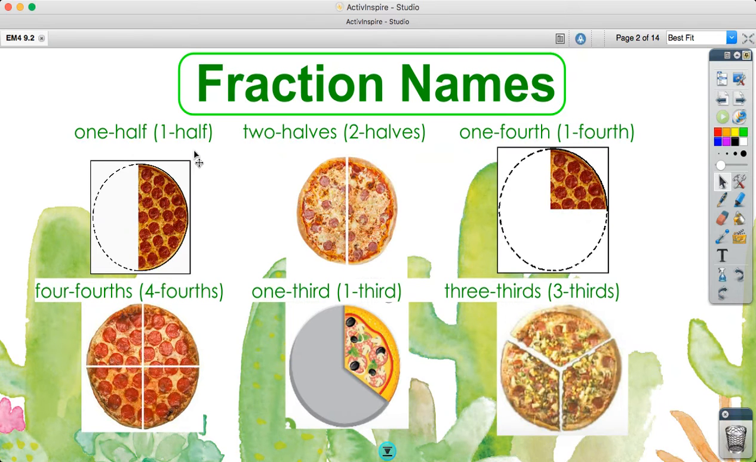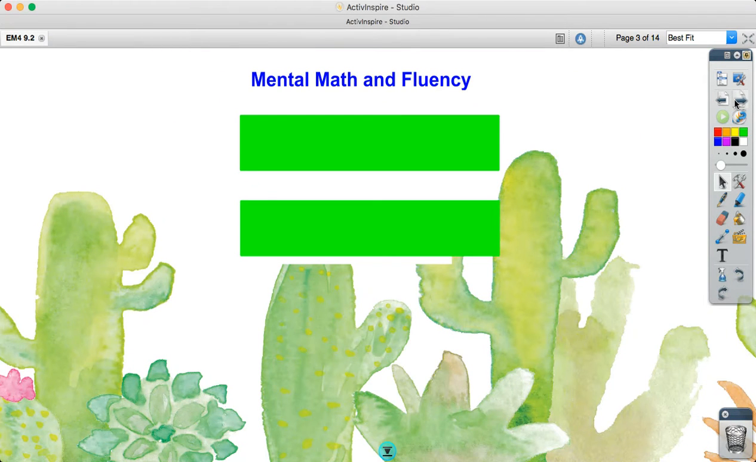Fraction names: 1/2, 2/2, 1/4, 4/4, 1/3, and 3/3. These fraction names are important to remember. Please take out a blank sheet of paper and a pencil.